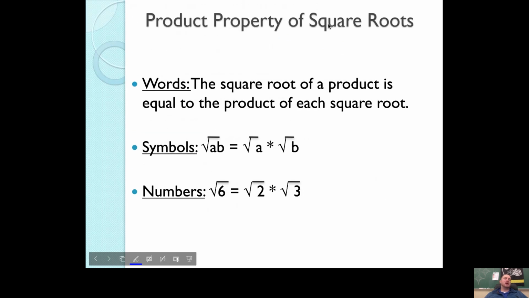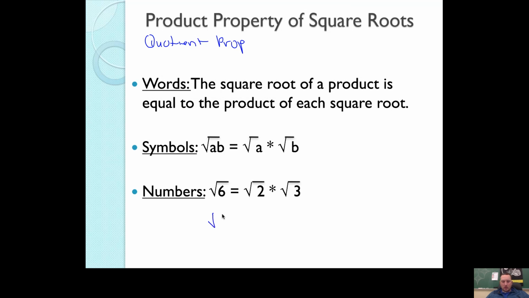Okay, so those properties that I alluded to and kind of used in that last slide are written out here. There's a product property. Product means multiply. So if you multiply 2 radicals together, square root of 2 times the square root of 3, that gives you the square root of 6. Now, there's also what's called a quotient property. And the quotient property deals with division. So it would be the same type of thing.